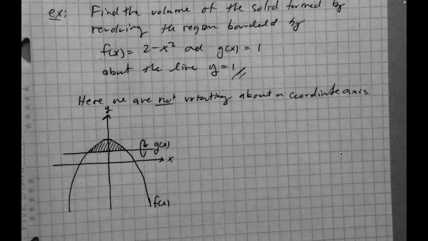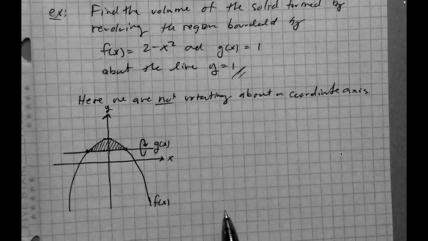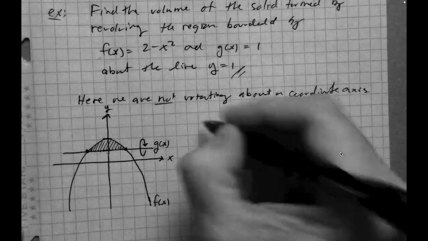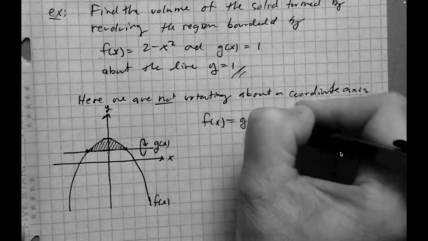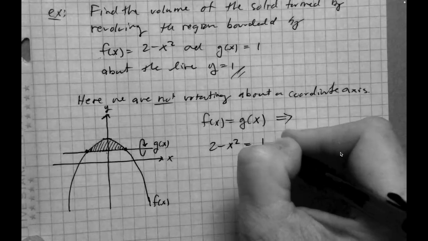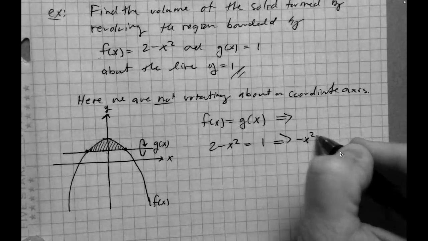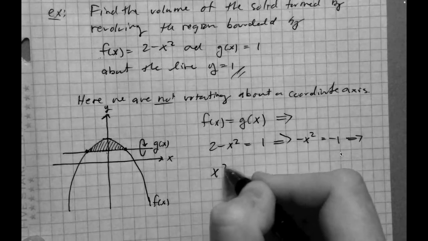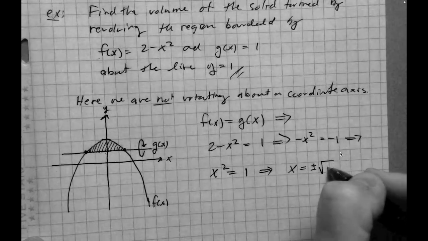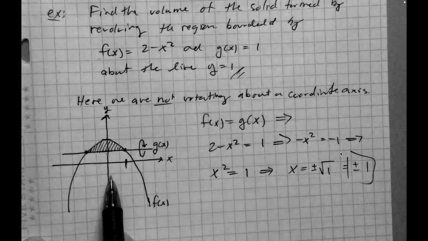So the first thing that we might want to do is figure out what the bounds are, since we're not explicitly told what the bounds of the integral need to be. But we can find them by equating f and g and solving for x, right? So f of x equals g of x. We'll start with that. So 2 minus x squared equals 1. Then that means negative x squared equals negative 1, which means x squared equals 1, which of course means x is equal to plus or minus the square root of 1, which is just plus or minus 1.